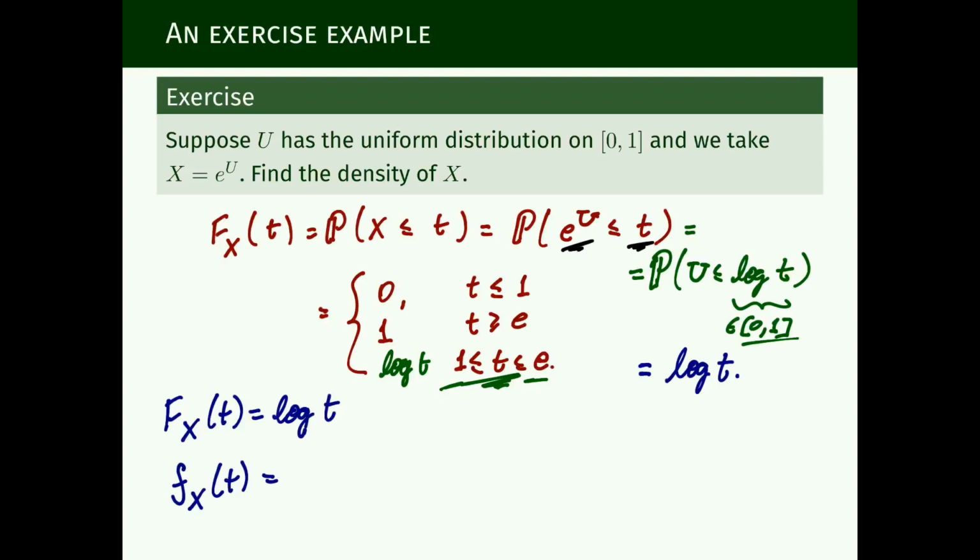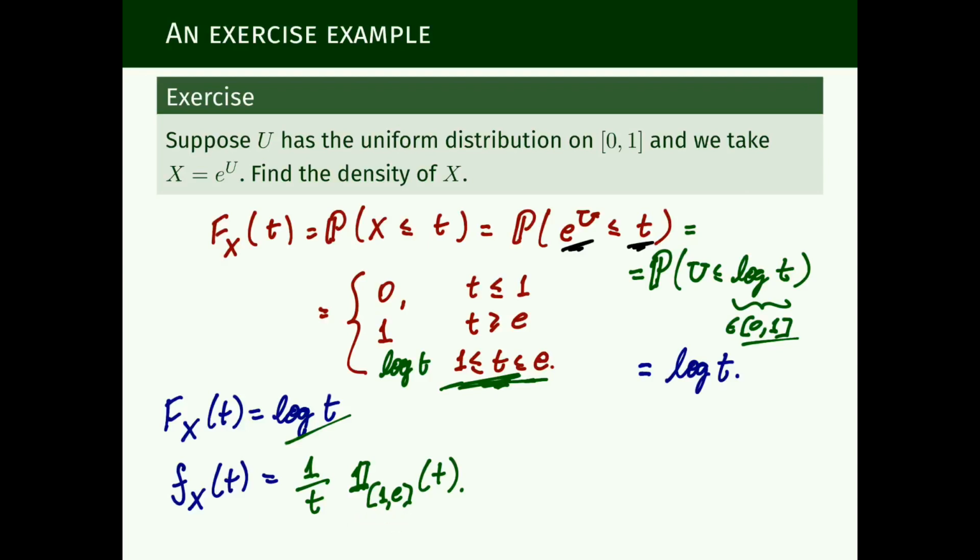Well, here we have log t, but only between 1 and e. So f_X would be the derivative of the logarithm, 1 over t, times the indicator from 1 to e of t. So we found the density. It is 0 outside this interval.